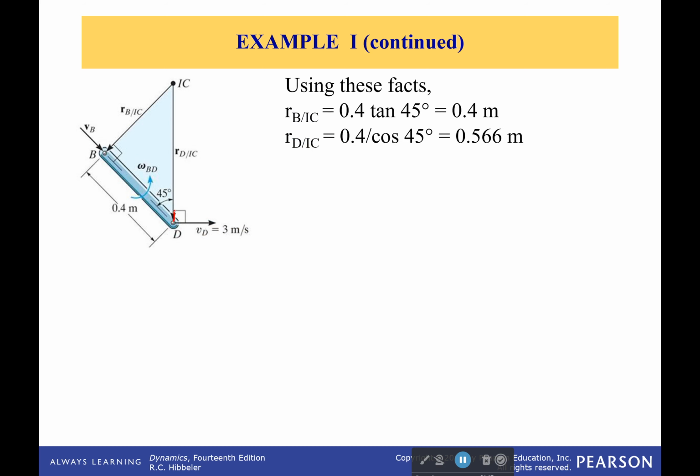We draw lines that are perpendicular to those two velocities, and we come to a point where they intersect, and that is going to be our instantaneous center of zero velocity. Now, luckily for us, we know an angle. We know this is perpendicular, so we know all of our angles. We know one of the side lengths, and that's enough to figure out all of the other side lengths. So we get that RD, the side pointing from the instantaneous center to point D, is going to be 0.566 meters, and the side pointing from the instantaneous center to point B is going to be 0.4 meters.